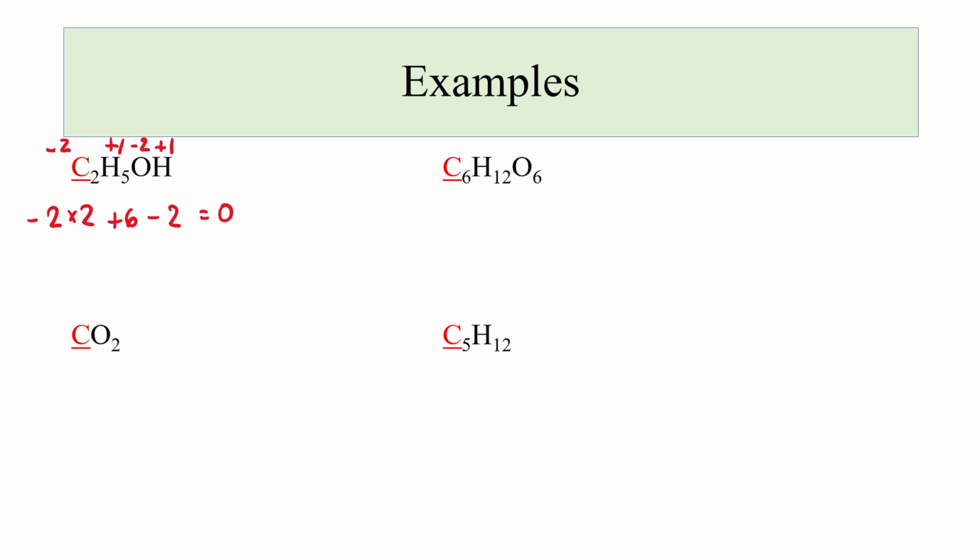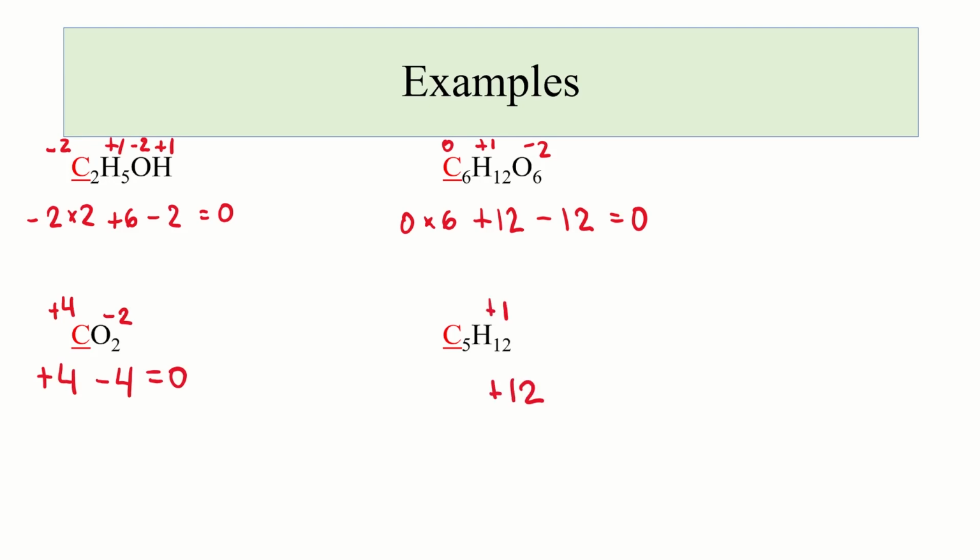Next, C6H12O6. Let's start with oxygens, -2. Each hydrogen has a +1 oxidation state. So +12 for all the hydrogens, -12 for all oxygens. Overall neutral compound. It means that the carbon has oxidation state 0. 0 times 6 plus 12 minus 12 equals 0. Carbon dioxide, CO2. Oxygen has a -2 oxidation state, so -4 for all the oxygens, and it means we need +4 for the carbon.